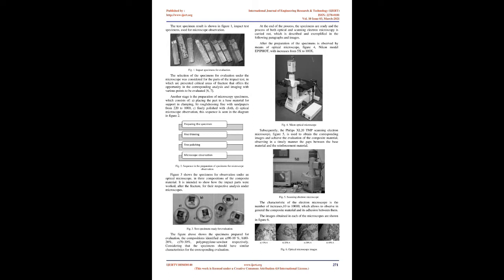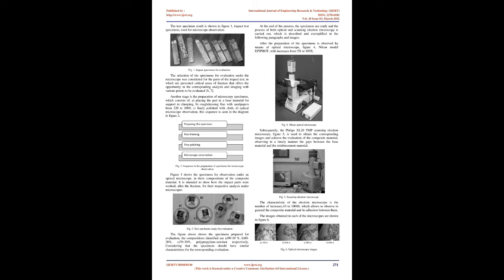Another stage is the preparation of microscopy specimens, which consists of: a. Placing the part in a base material for support in clamping, b. Rough dressing, then fine, with sandpapers from 220 to 1000, c. Finely polishing with cloth, d. Optical microscope observation. This sequence is seen in the diagram in Figure 2.